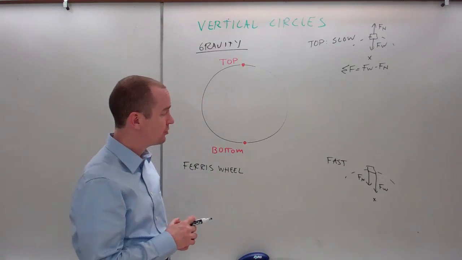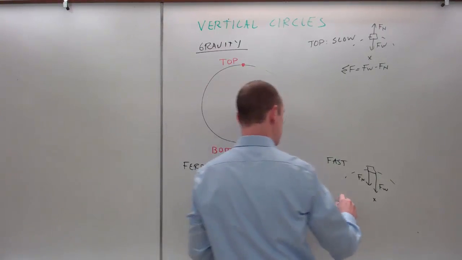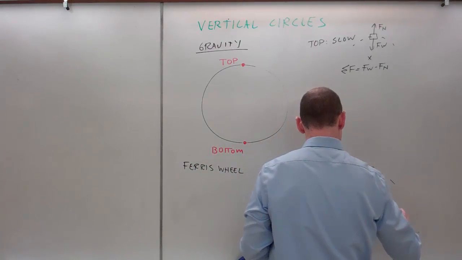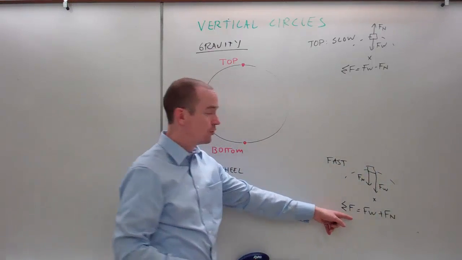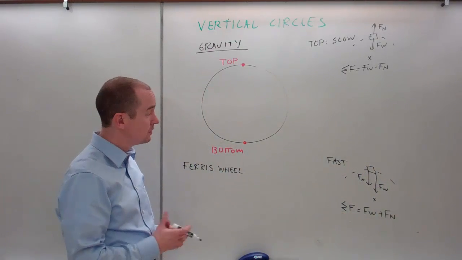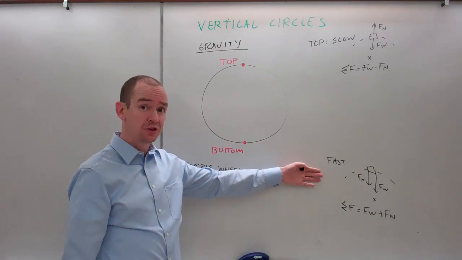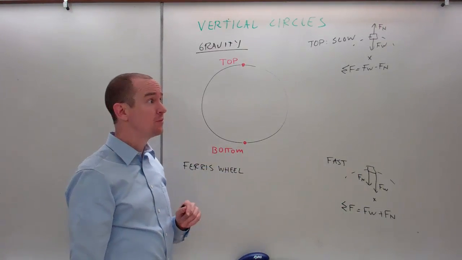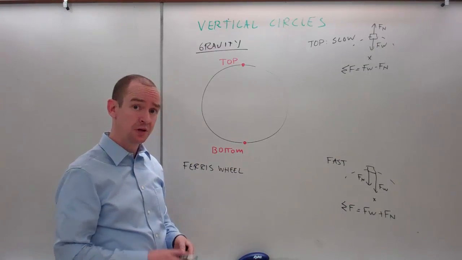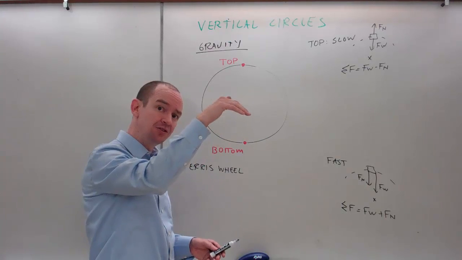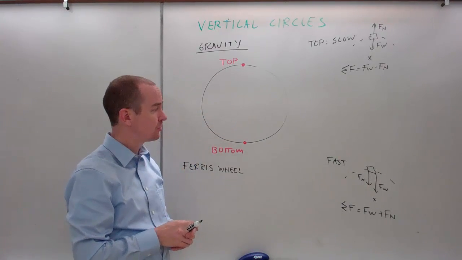Writing a sum of the forces equation, notice, towards the center of the circle is positive, so I write both of them as positive. This is often the case, the going too fast scenario, when you think about a roller coaster going in a loop-de-loop. As it goes around the top, it's going so fast that it needs the track to keep it going in the circular motion.